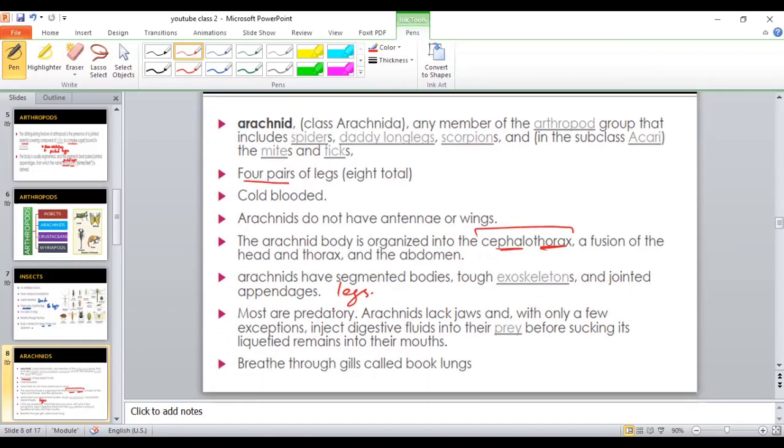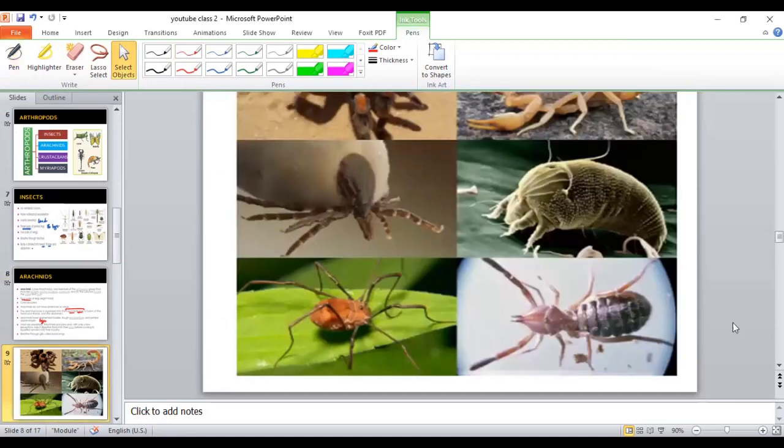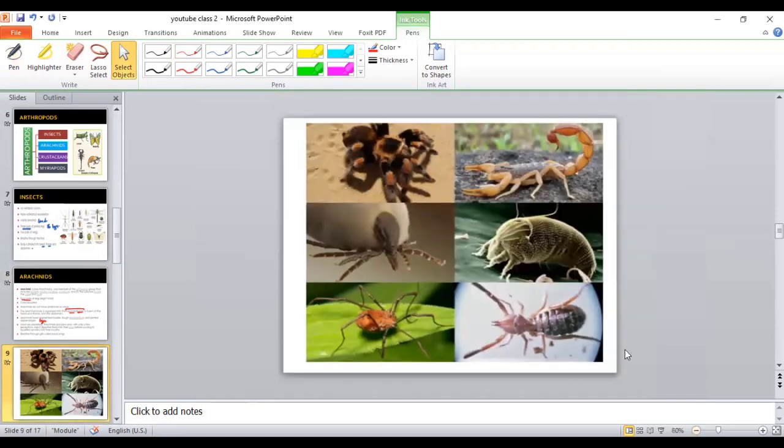For example, mites and ticks are parasites, and they are blood-sucking parasites. How do they breathe? The mechanism of breathing is by gills, and their gills are called book lungs. This is a special type of gill having a flap-like structure, so this type of gill is called book lungs. Okay, so this is all about arachnids. In the next slide, you can observe the picture of arachnids: scorpion, ticks, mites, whatever.